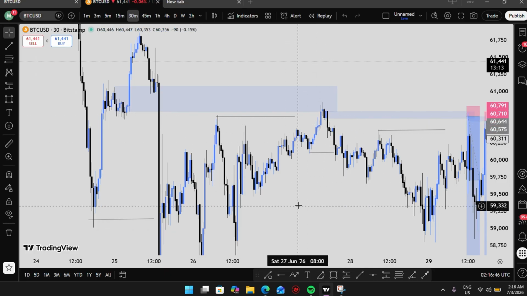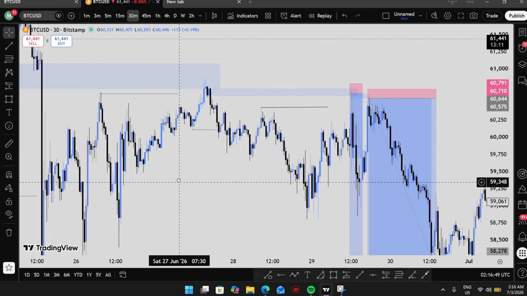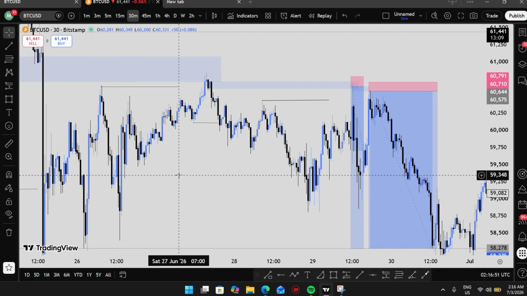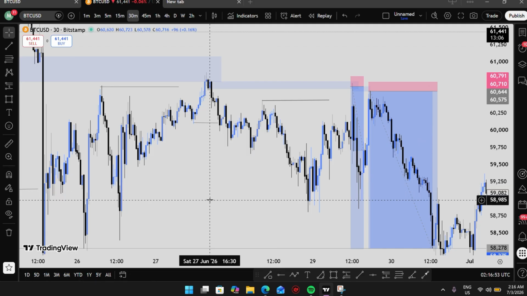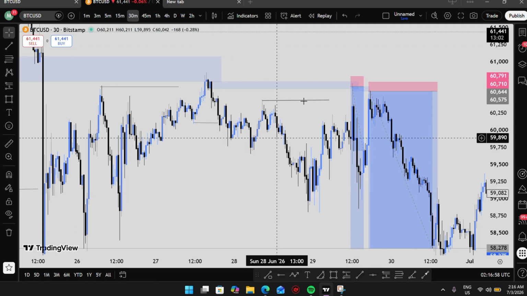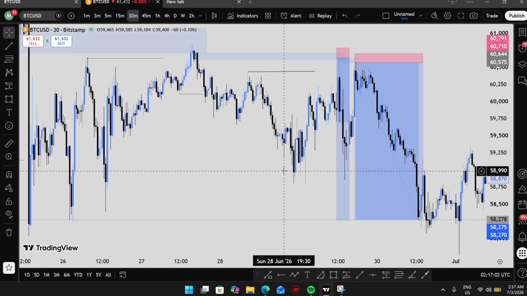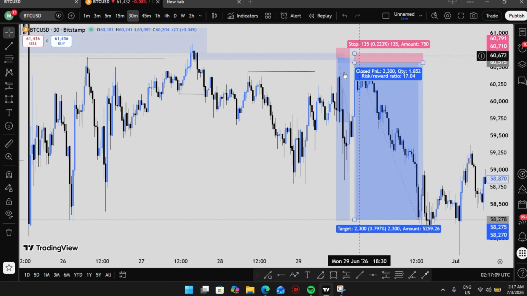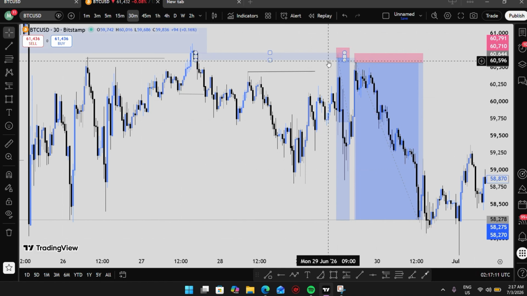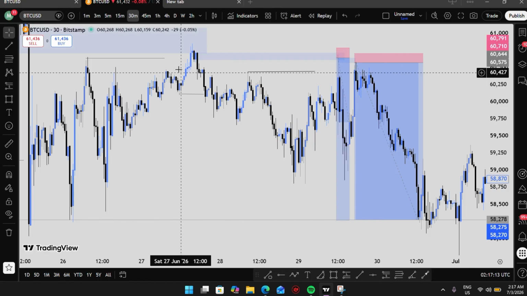Some people call it an order block, some people call it a supply zone. I was waiting for price to come tap into my order block here and then go in my direction, to sell. The market came and tapped into my POI, my point of interest, which is the order block, and started selling.